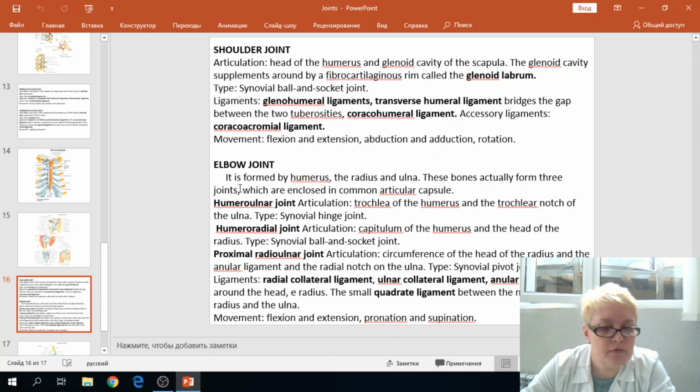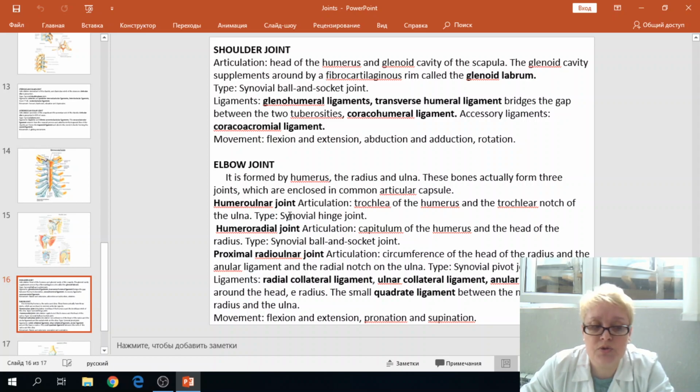Then we have the elbow joint. The elbow joint is a complicated joint because three bones articulate with each other: humerus, radius, and ulna. And these three bones actually form three joints: the humeroulnar, humeroradial, and proximal radioulnar joint. The humeroulnar joint articulation: the trochlea of the humerus articulates with the trochlear notch of the ulna. Type of joint: synovial hinge joint.